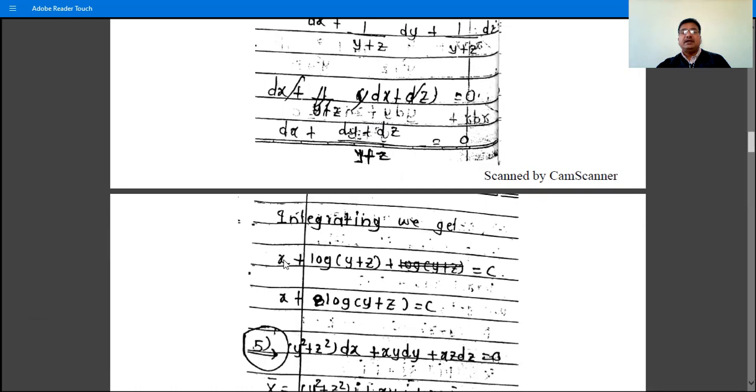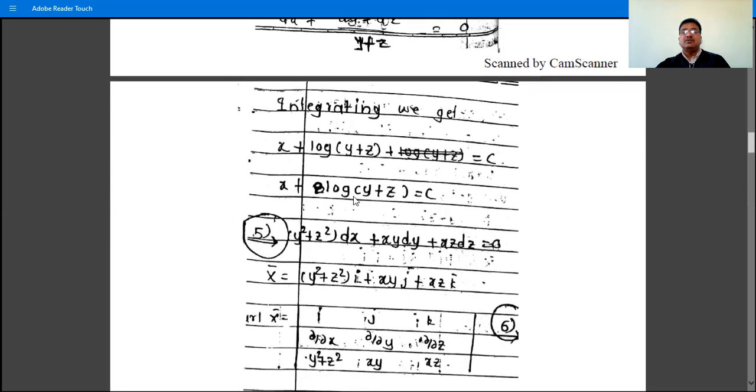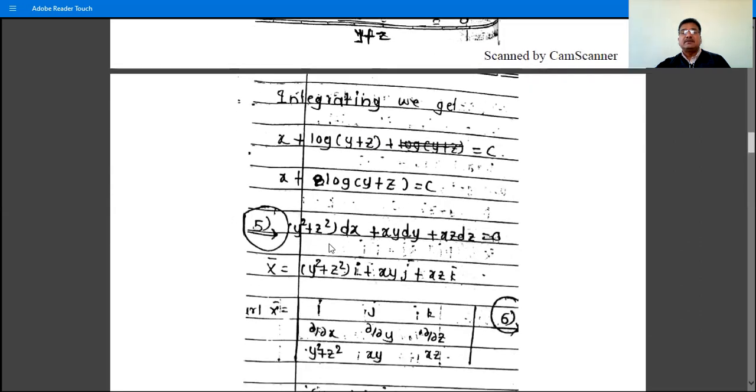So the integration of dx is x, and this is log(y + z), because by using the rule that the integration of f dash x divided by f x is log f x, equal to constant. So this is the final answer.